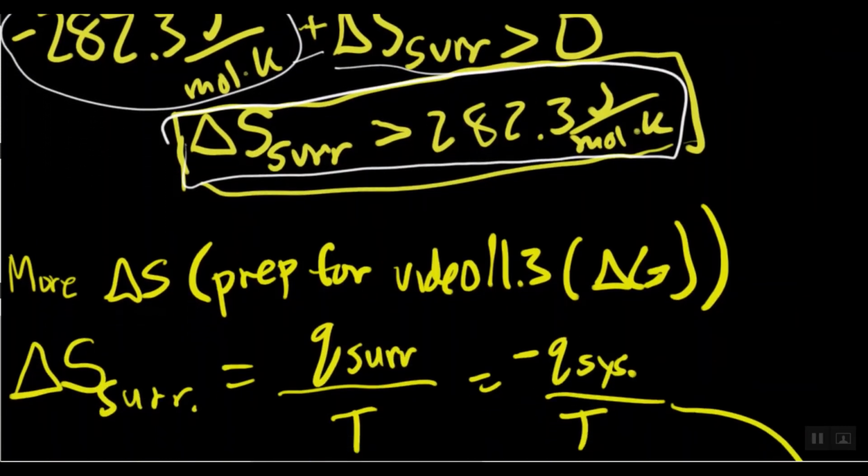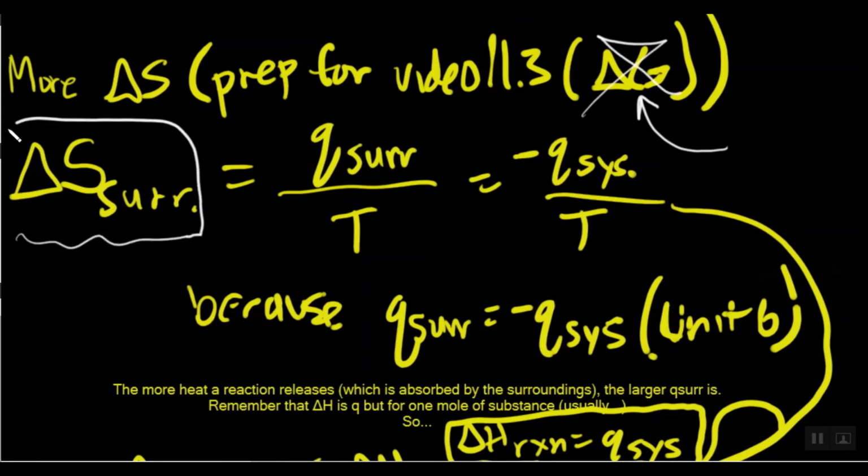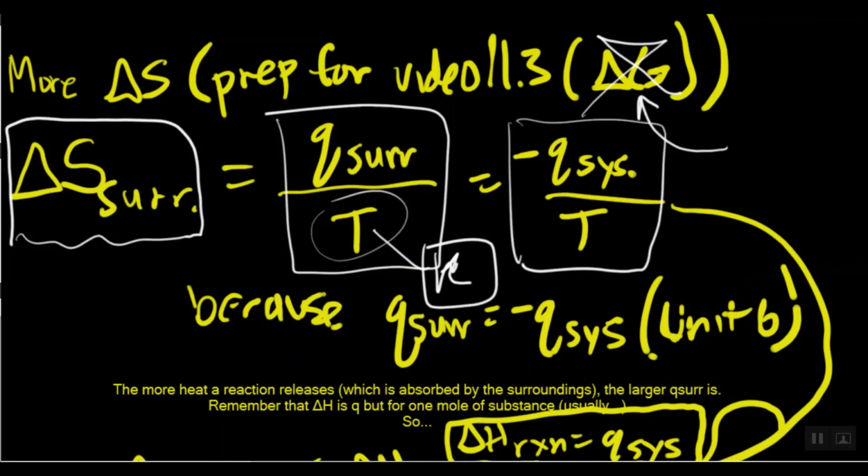Now, let's actually prep for video 11.3, where we will discuss delta G, or the change in Gibbs free energy. But for now, let's not focus on that, and let's focus on this. So a cool thing is that the delta S of surroundings, or the change in chaos or randomness of the surroundings, is actually just equal to the heat of the surroundings divided by the temperature, of course in kelvins, because in chemistry, when you have temperature, you usually want to plug in kelvins if you can. And this is actually equal to the negative Q of system over T.